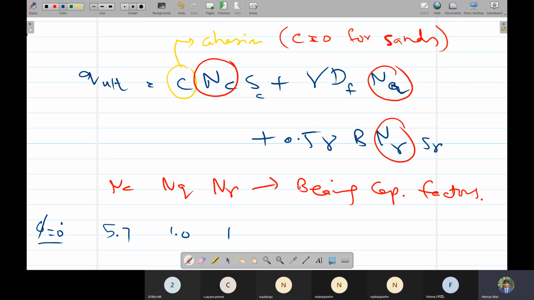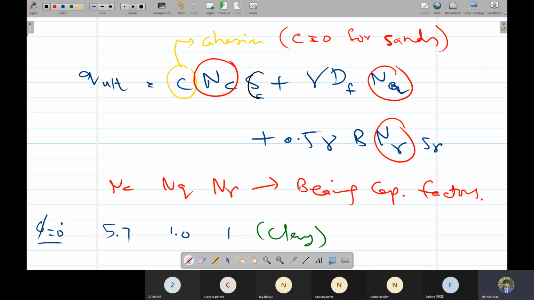Because if they are saying that the soil is pure clay, then we have to automatically assume that phi is equal to 0. For sand, we have to assume C is equal to 0. And if they are saying that it is pure clay, then we have to assume that phi is equal to 0 and use these values. So that's why we have to memorize them.